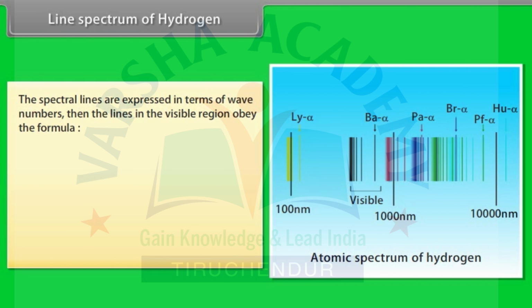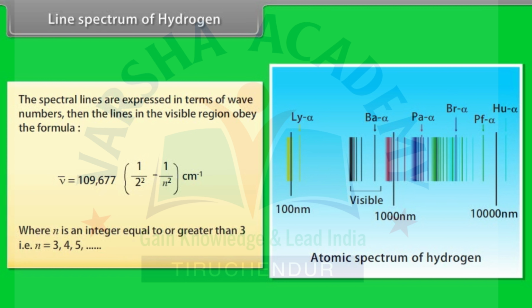Then the lines in the visible region obey the formula: wave number is equal to 109677 into (1 by 2 square minus 1 by n square) per centimeter, where n is an integer equal to or greater than 3, that is, n is equal to 3, 4, 5 and so on.